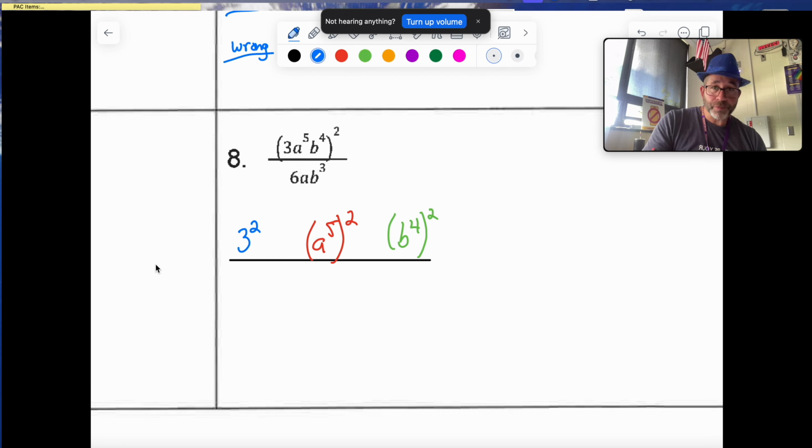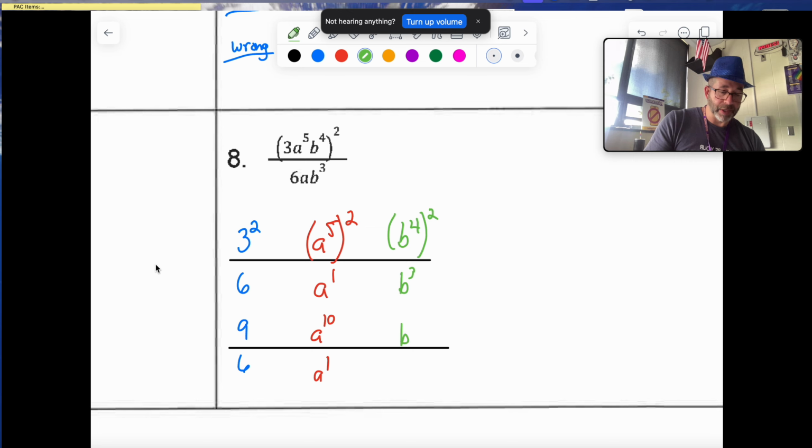On the bottom, we've still got a 6, we've got just one A right there. And then we've got three B's. Okay? So now let's try to simplify this and see what happens. On the top part, we end up with a 9 and a 6. Simplify further, we got 10 A's and 1 A. For the B's, we got B to the 8th and B to the 3rd.